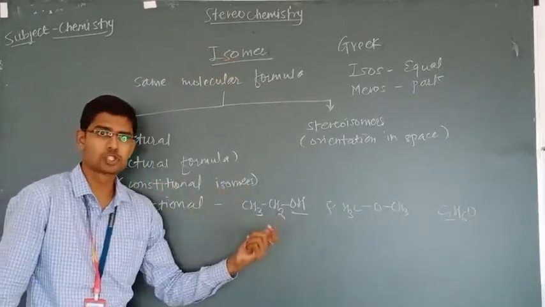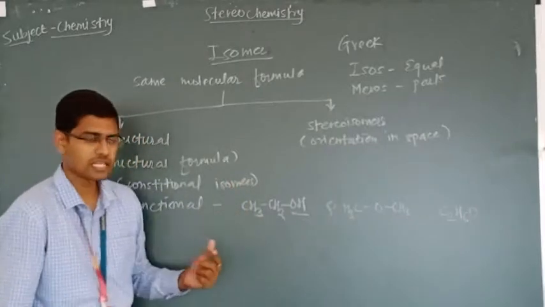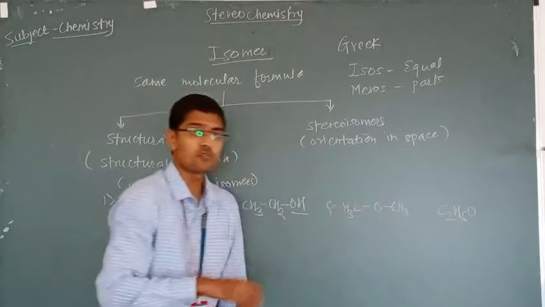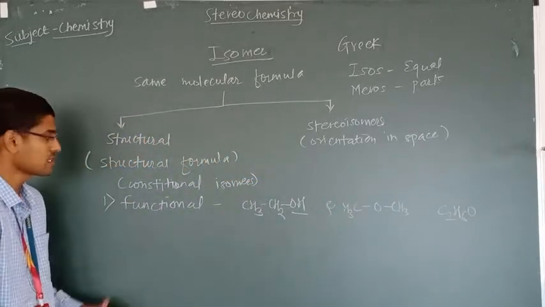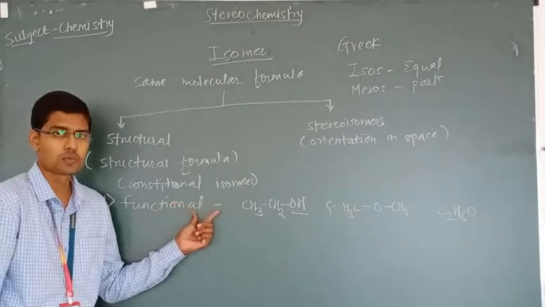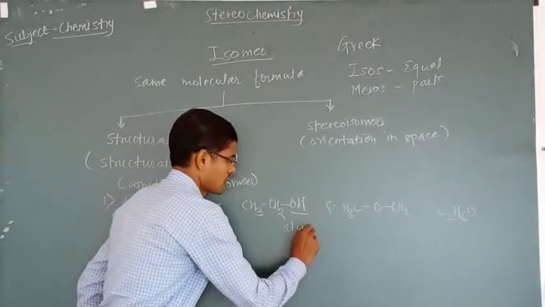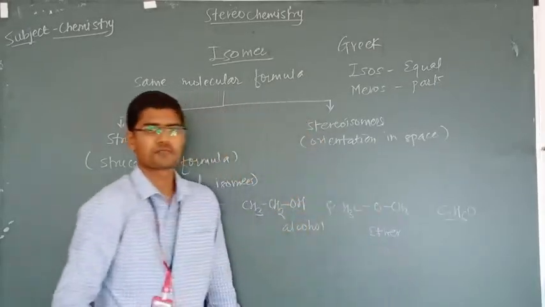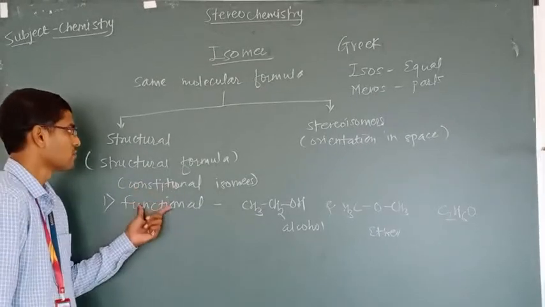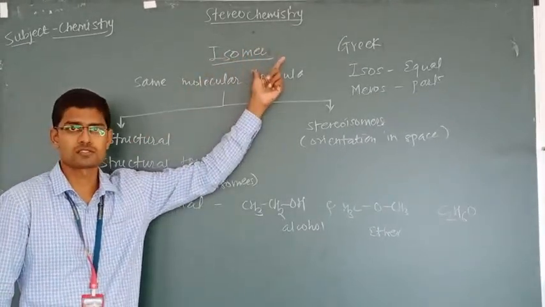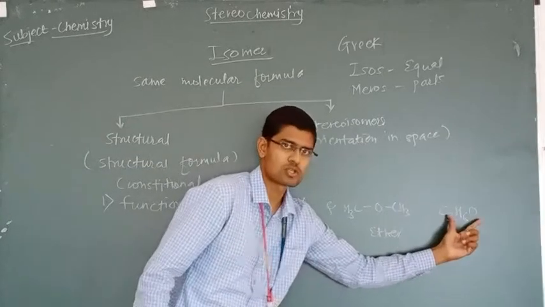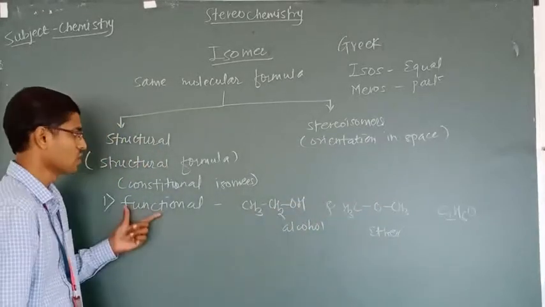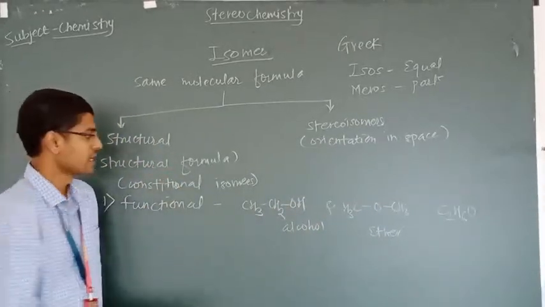But the connectivity of these groups is different. Here, how is the connectivity? CH3CH2OH and CH3OCH3. And what is the basic change in these two structures? The basic change is the functional group. Here, the functional group is alcohol. Here, the functional group is ether. That's why they are called functional structural isomers. Both have the same molecular formula but the difference in structure is the functional group. That's why they are categorized as functional structural isomers.